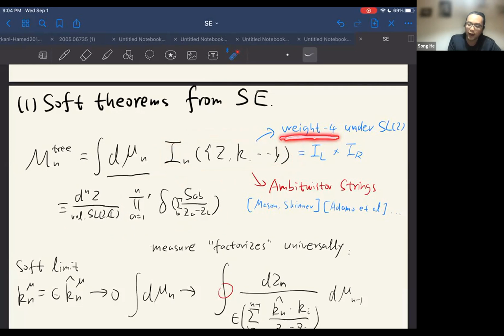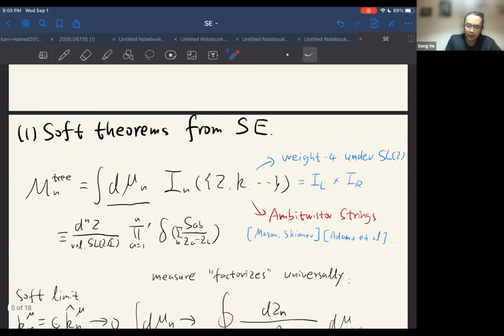They have weight 4 under the SL(2) transformation, which naturally asks you to view it as something like a heterotic string, where you have left mover and right mover both carrying weight 2. So all these CHY integrands that you've seen for various theories can be derived from some worldsheet model, from these ambitwistor strings that Lionel and collaborators developed. In particular, this I_L and I_R are correlators on the worldsheet.